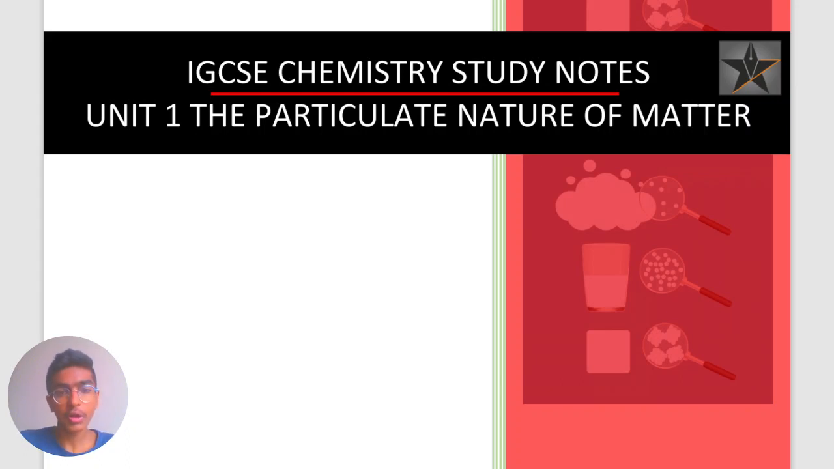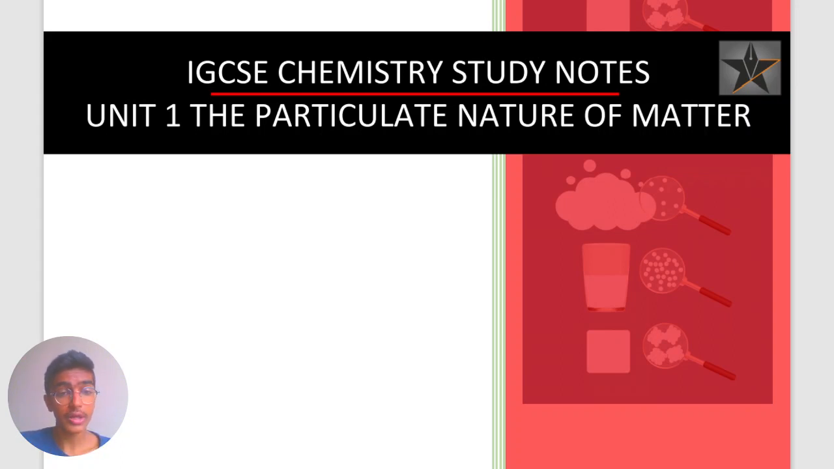Today we're going to be having a look at the IGCSE Chemistry notes, and this is the first video in the chemistry syllabus. So basically there are about 14 topics in the chemistry IGCSE syllabus for 0620, and in today's video we are going to be having a look at chapter 1, which talks about the particulate nature of matter.